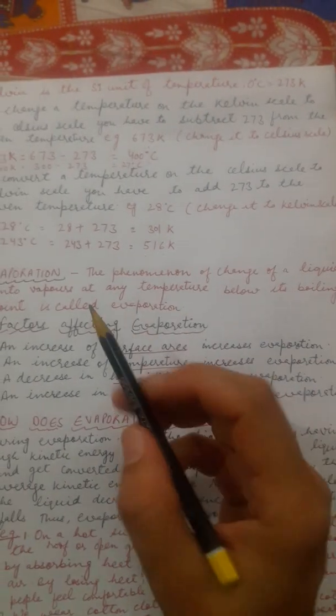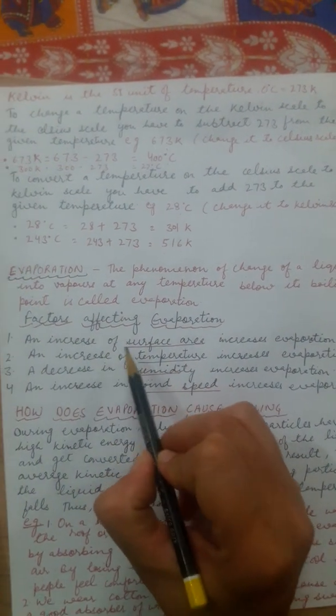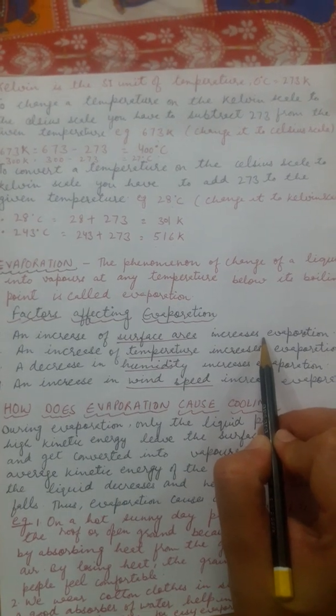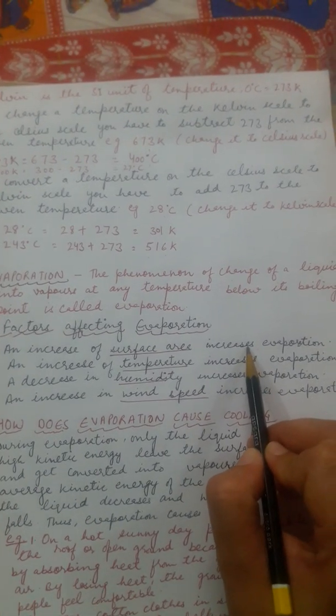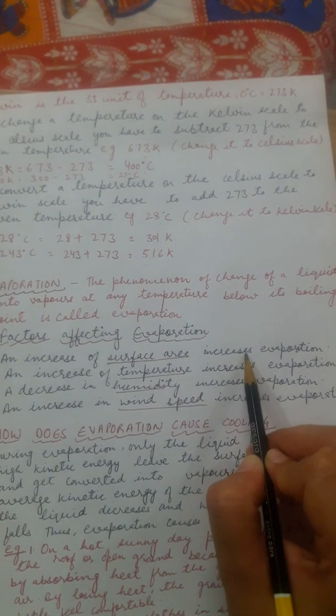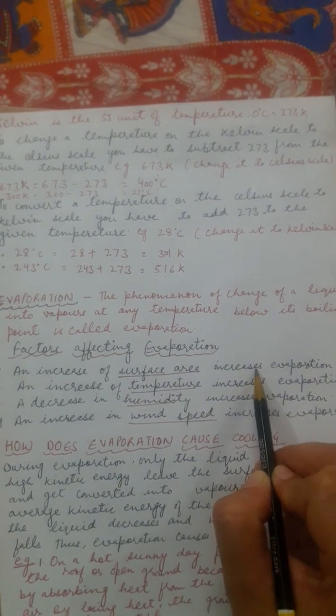Now we have observed. What do we infer? The effect of temperature, surface area and wind velocity on evaporation. Evaporation is affected by all three things. Now, the factors affecting evaporation. The first factor is that an increase of surface area increases evaporation. If the surface area is increased, the rate of evaporation increases. For example, while drying clothes, if we spread them out, they dry faster.